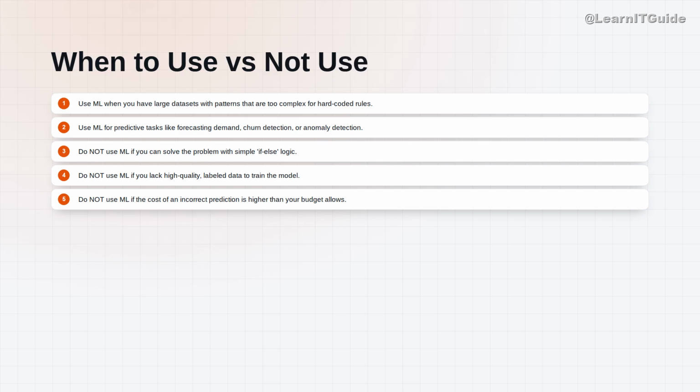Finally, think about the cost of errors. If an incorrect prediction could ruin your business, do not rely on a probabilistic model without heavy human oversight.